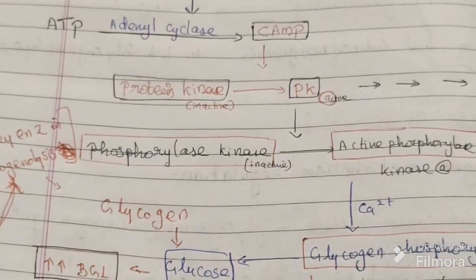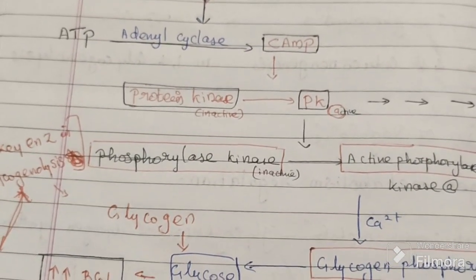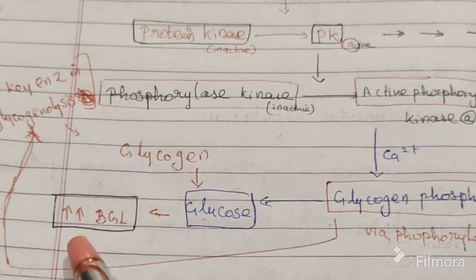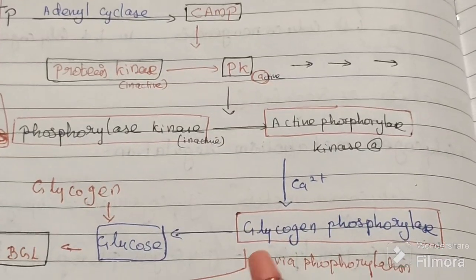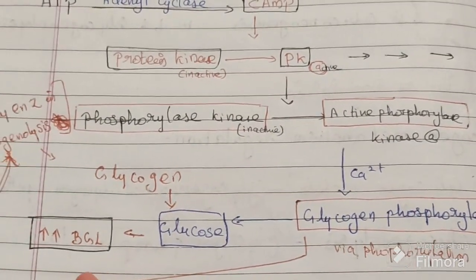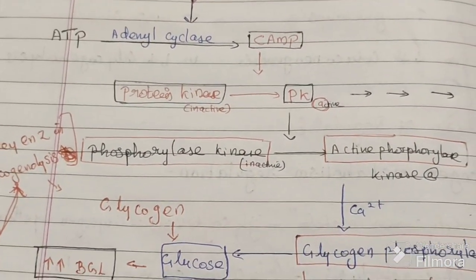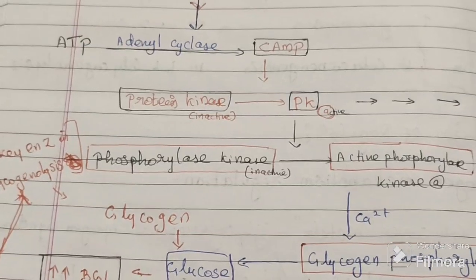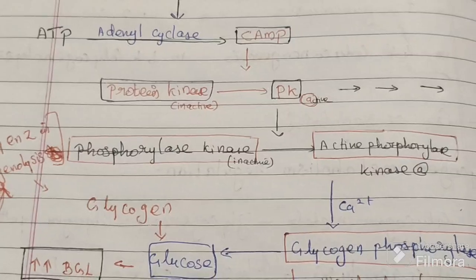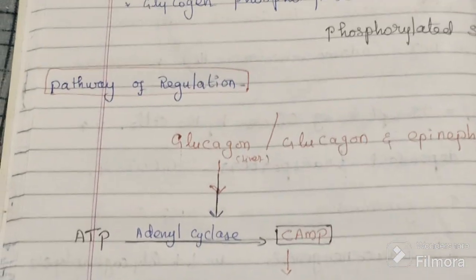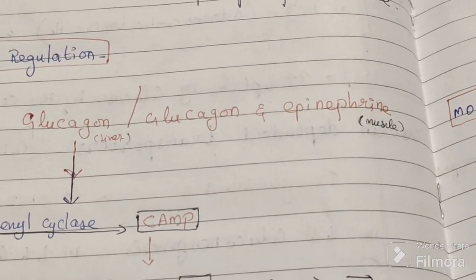So it stimulates the breakdown of glycogen into glucose, increasing the blood glucose level. Calcium also activates glycogen phosphorylase and increases blood glucose level. So this is how glycogenolysis is stimulated via cyclic adenosine monophosphate, by glucagon and epinephrine.